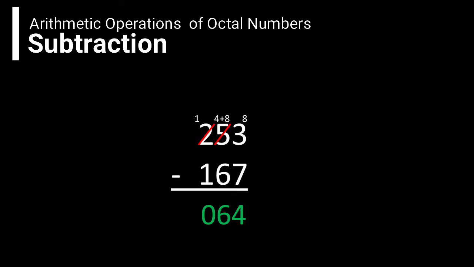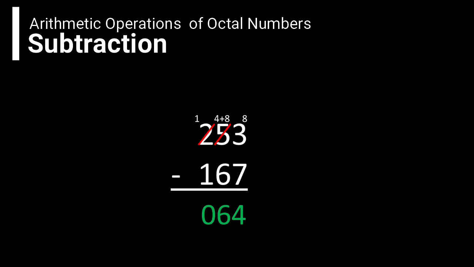3 minus 7 cannot be, so we need to borrow from 5. 5 will become 4, then 3 plus 8 is equal to 11. 11 minus 7 is equivalent to 4. Next, 4 minus 6 cannot be.